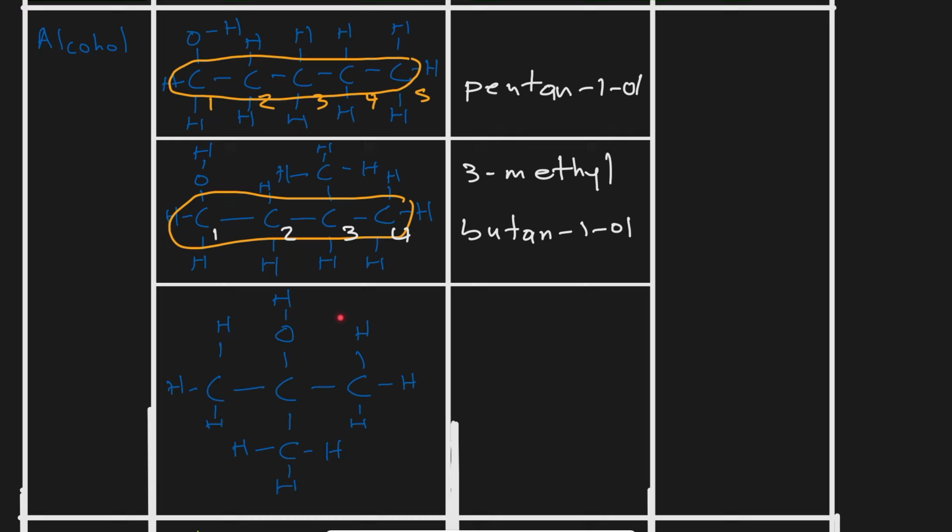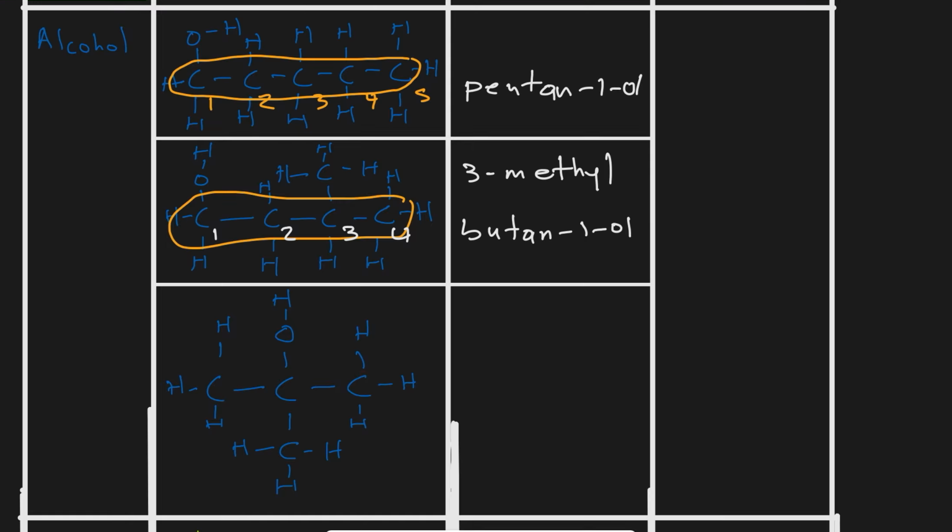That must have the functional group. So now we can say the main chain is this chain here, because this carbon here is having the functional group, and the main chain is this chain here, because the carbon is having the functional group. So now if you look at this, how do we name this?